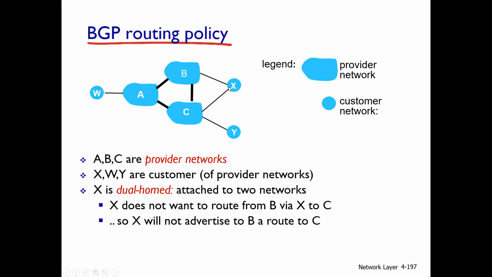So if X advertises to C that I can get you to B, or it advertises to B that I can get you to C and beyond, then you'll have traffic which is going to be traversing this customer network. Traffic destined for somewhere else, instead of going directly between these provider networks, will be routed through X and then out of here. Now, would you want that? Would you want that?